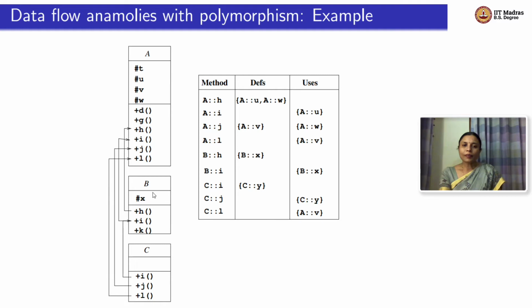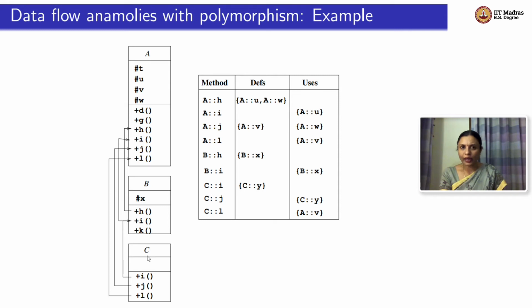Class B has a variable X and 3 methods, H, I, and K. And if you see, the H and I here are connected to the H and I methods of A. What does this mean? This means that the method H of B overrides the method H of A. Similarly, the method I of B overrides the method I of A. In addition to that, B has its own new method K.